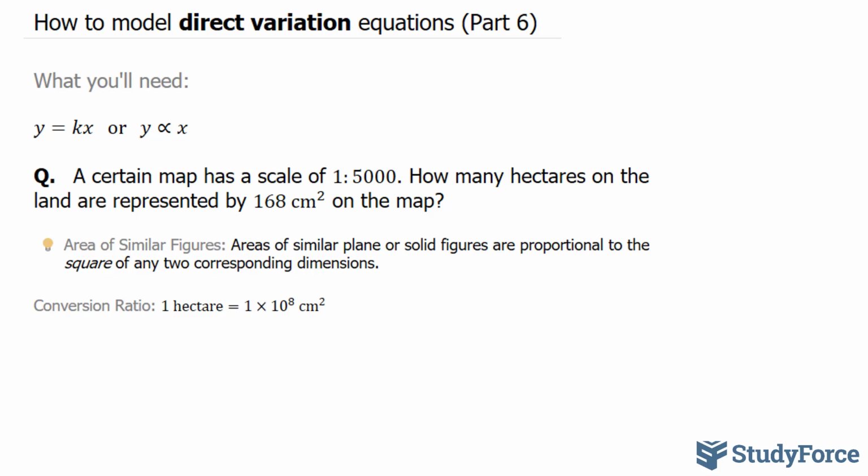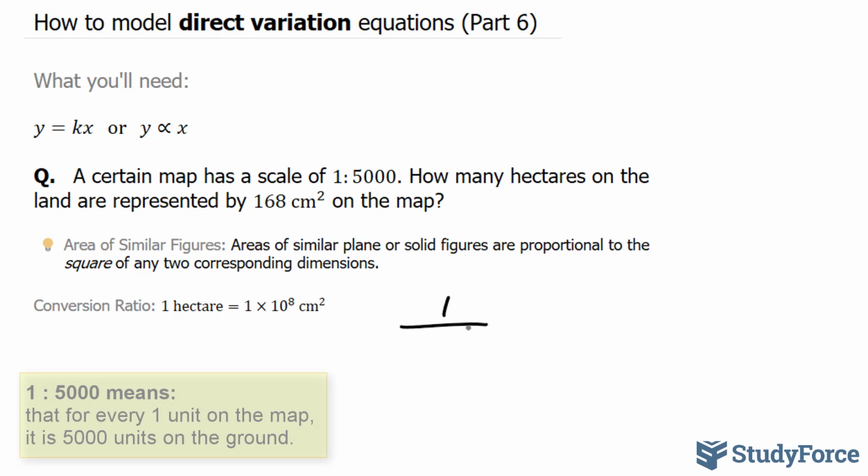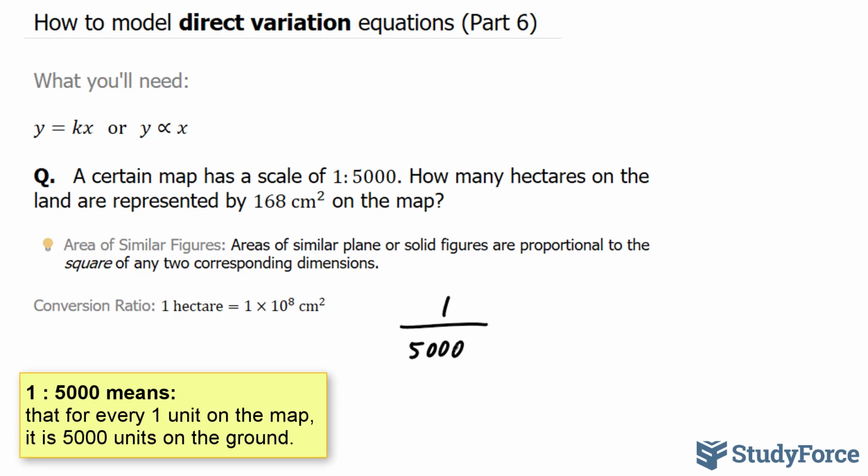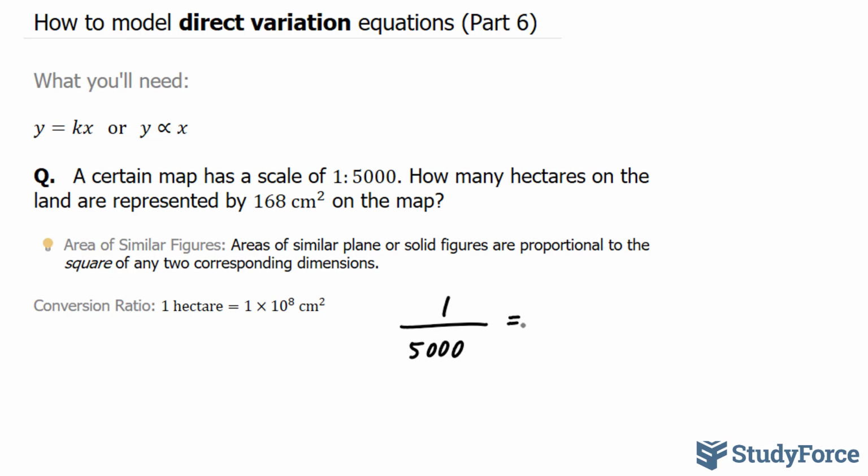To be successful with this type of question, you'll need to understand the following. Areas of similar plane or solid figures are proportional to the square of any two corresponding dimensions. That being said, we know that this map has a scale of 1 to 5,000. So let's write that down. 1 to 5,000. And we want to find out how much 168 centimeters squared on the map is equivalent to in hectares in real life.